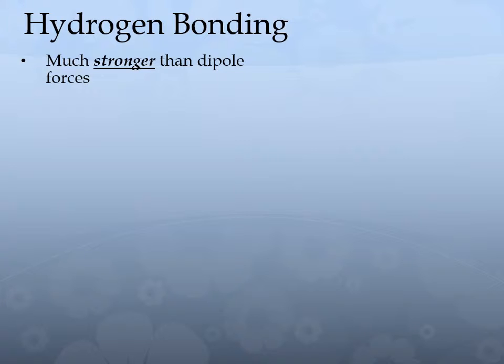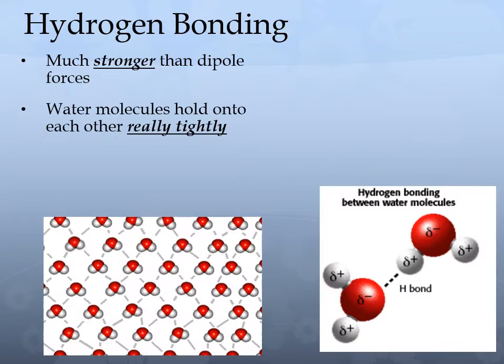Hydrogen bonds are stronger than simple dipole attractions, and this, again, is what makes water molecules hold on to each other so strongly. It lets the electrons around each water molecule's oxygen hold on to the hydrogen atoms of two other water molecules, creating this really interlocked network and web of water molecules.